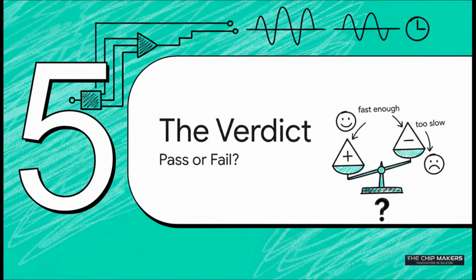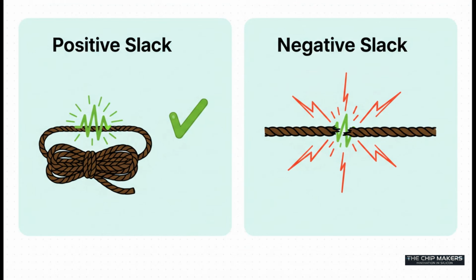Okay, so once the tool has those two values for a given path, it can finally deliver its verdict. Is this path fast enough for the chip to work? Is the race a success? The answer is all right there in the sign of the slack. And it really is this simple. If your slack is a positive number, hey, congratulations! Your signal got there with time to spare. That path passes. But if your slack is a negative number, that means your signal's actual arrival time was later than its required time. The signal was too slow, and that path fails.